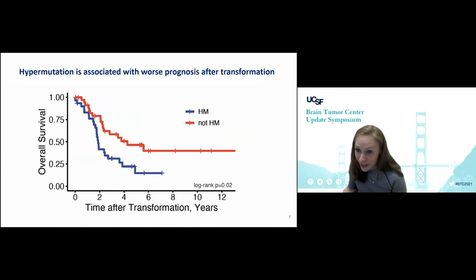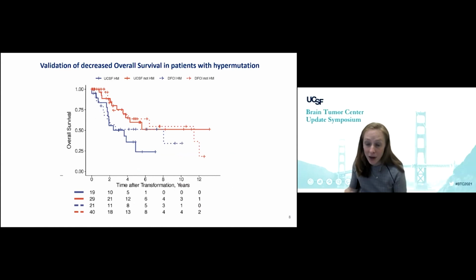We also wanted to know, is it prognostic? What we found is that patients who were hypermutated and transformed to a higher grade actually had a worse overall survival. So if you transformed and you were hypermutated, you did worse than patients of the same grade that were not hypermutated. We were also able to validate this using the Dana-Farber independent cohort, again showing that hypermutation causes a worse overall prognosis.